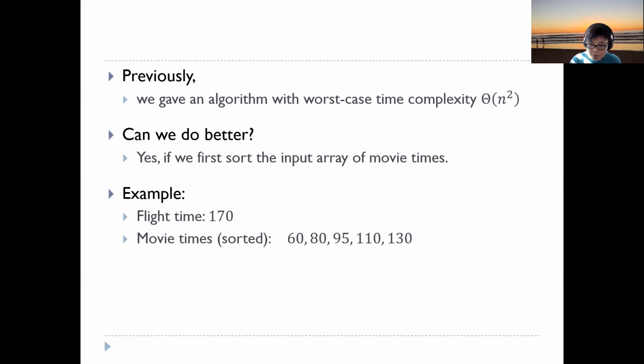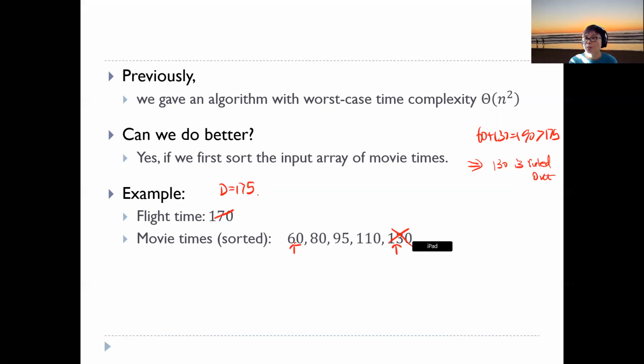Maybe let's go with another example. Instead of 170, let's say that my target is 175. Let's see what the algorithm is to do that using this similar idea. At the beginning, I first check the smallest and the largest. So I do 60 plus 130, that's 190, which is bigger than 175. This means that 130 is ruled out.